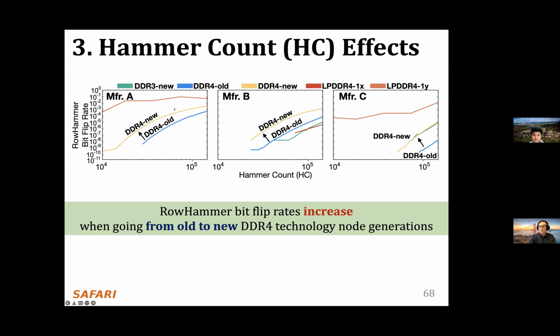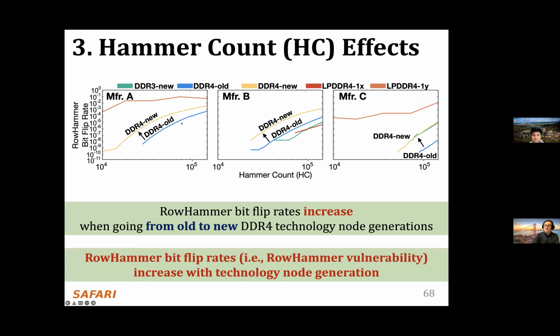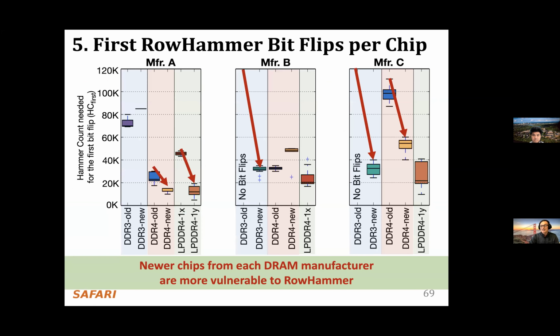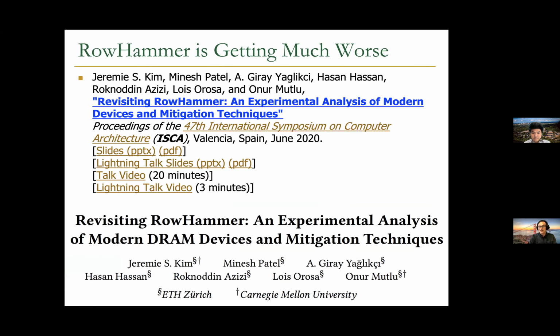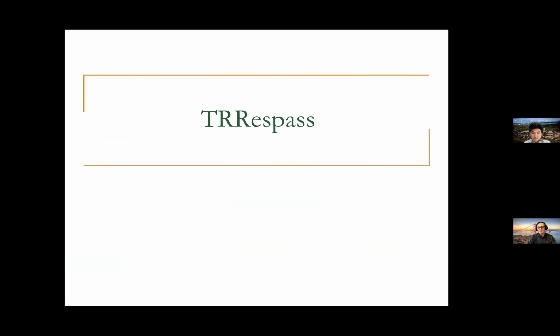Newer chips are a lot more vulnerable, as you can see, compared to the older chips in this study. And bit flip rates increase with technology node generation. This is another example. Newer chips from each DRAM manufacturer are found to be more vulnerable to Rowhammer. I'm going through this relatively quickly because we don't have a lot of time, but you can find a lot of details in the papers. And you can also find a lot of lectures.